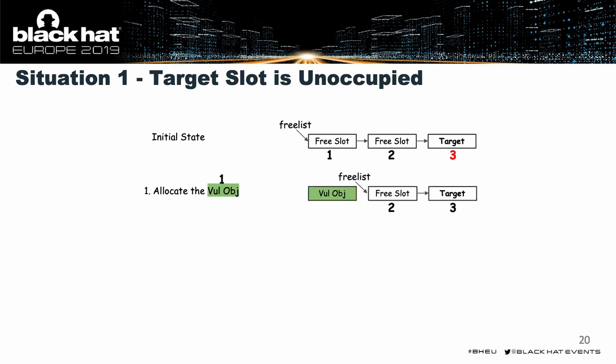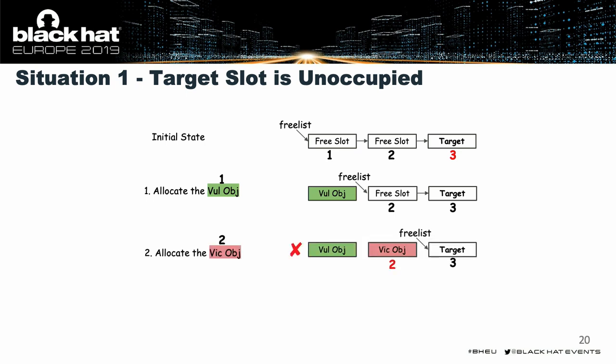We allocate the vulnerable object possessing the first slot in the list, and the head pointer moves to the second slot. Then we allocate the victim object to the second slot, leaving our target slot unoccupied. This side effect happens because there are too few allocations. In this case, we allocated two objects while the order of the target slot is the third.